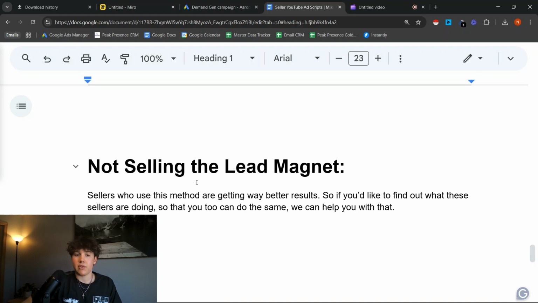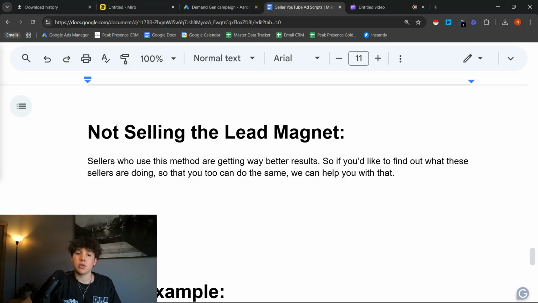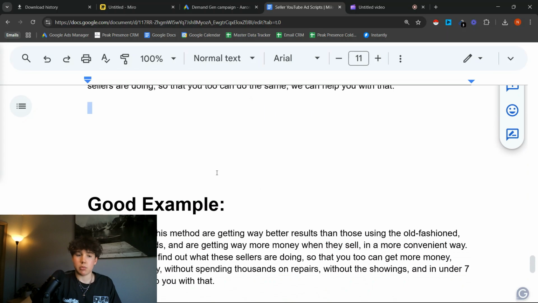So this is an example of not selling the lead magnet. "Sellers who use this method are getting way better results. So if you'd like to find out what these sellers are doing so that you too can do the same, we can help you with that." Right? So it's pretty wishy-washy, kind of glossing over the subject, not really positioning it in their best interest. All we're saying is getting way better results. What does that mean though? So I'm going to show you a good example.